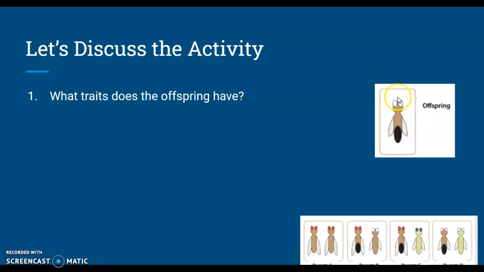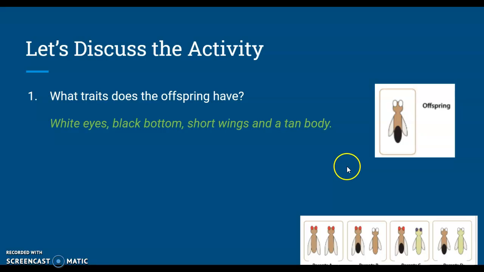Okay, so notice that all of those options that I gave you are represented down here in the parents, because some have red eyes, some have white, some have this, I'm not sure if it's blue or gray. Some have long wings, some have short. Some of them have this green colored body or it's brown. And then some have the black, the green, or the brown bottoms as well. So here, as you've already noted, I am certain: white eyes, black bottom, short wings, and a tan body.